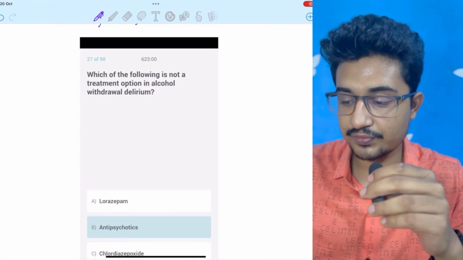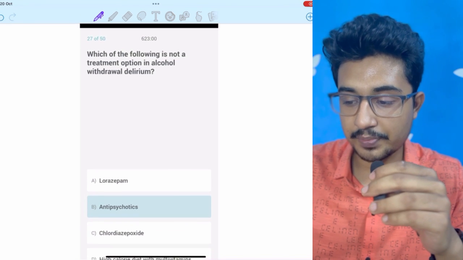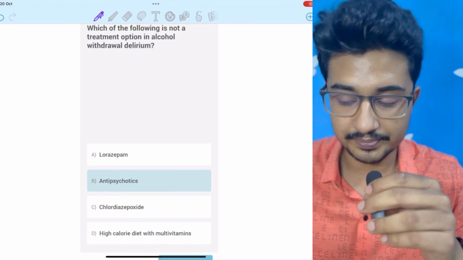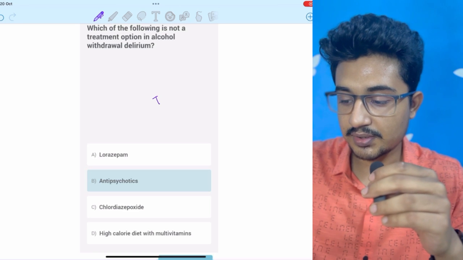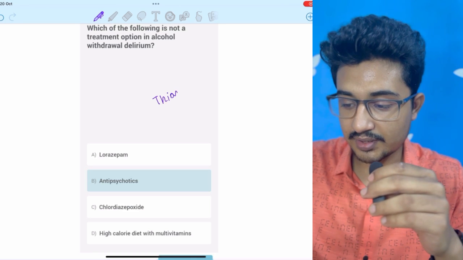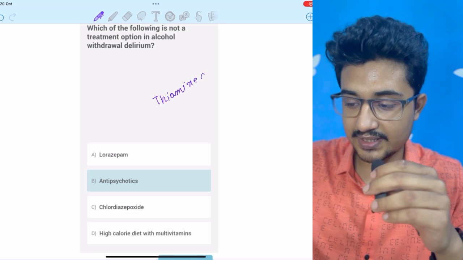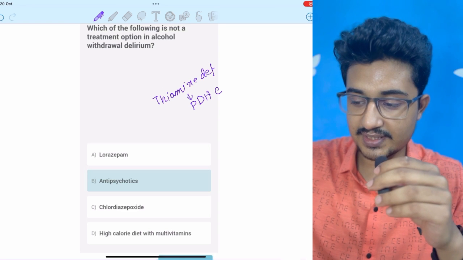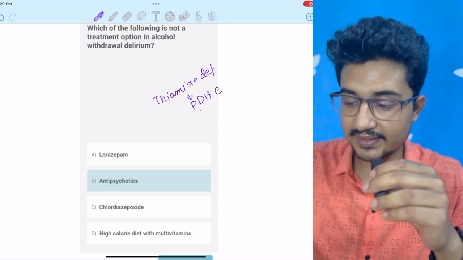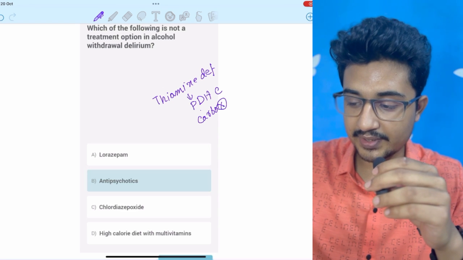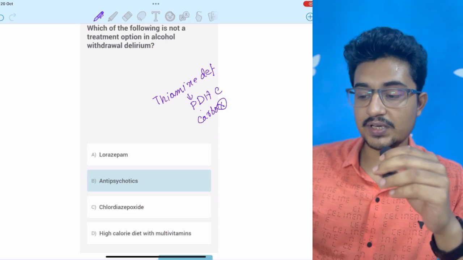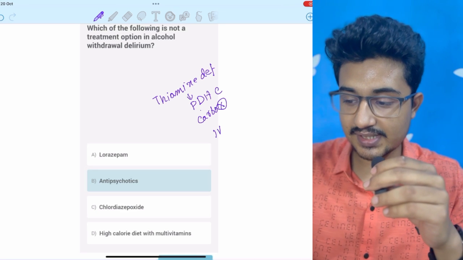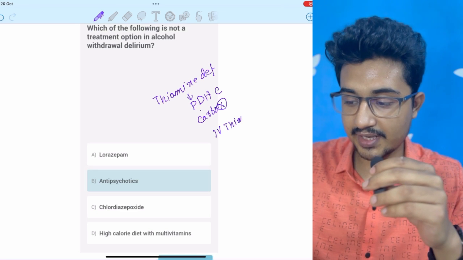Coming to the next question, which of the following is not a treatment option in alcohol withdrawal syndrome? In alcohol intoxication for a chronic duration, there is thiamine deficiency. Thiamine deficiency means pyruvate dehydrogenase complex is deficient. For that, the carbohydrate metabolism is also hampered. So what you will have to give at first is thiamine, IV thiamine.